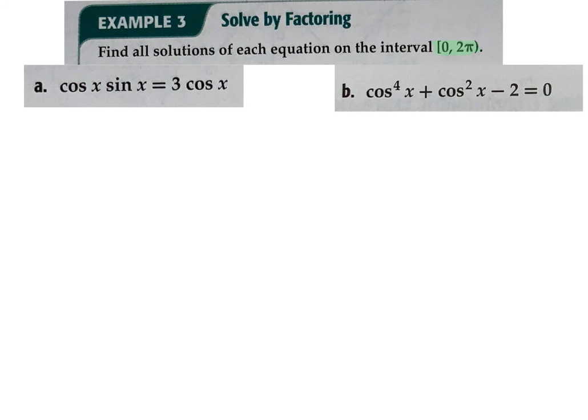So like 0 has a cosine of positive 1. Well, so does 2 pi. So there's no reason to list 0 and 2 pi. They're basically the same angle. So it includes 0, it does not include 2 pi. So let's look at this first one here.